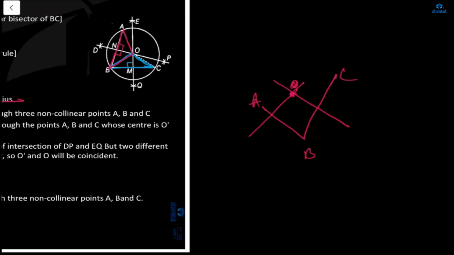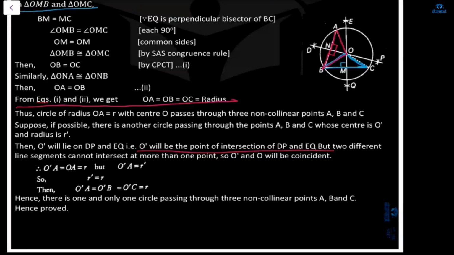Since O dash will lie on DP and EQ, O dash will be the point of intersection of DP and EQ. But two different line segments cannot intersect at more than one point. Two lines cannot intersect at more than one point. That means O dash and O are the same. They are coincident. So R and R dash are also equal, so there is one and only one circle that can pass through all the three non-collinear points ABC.